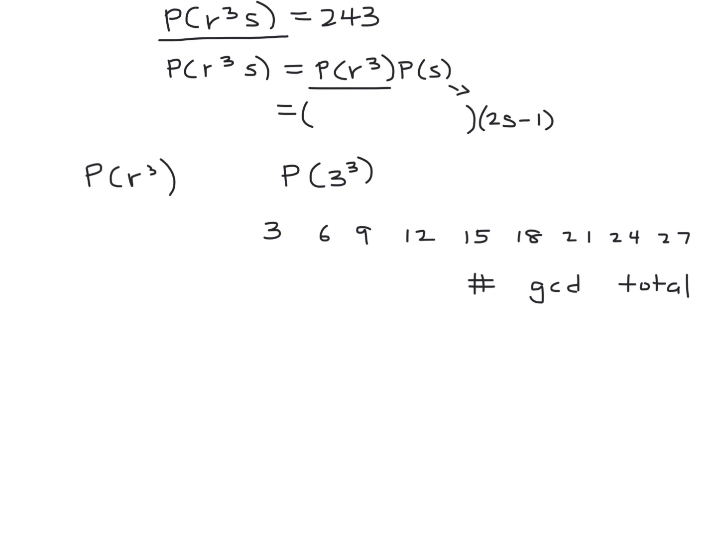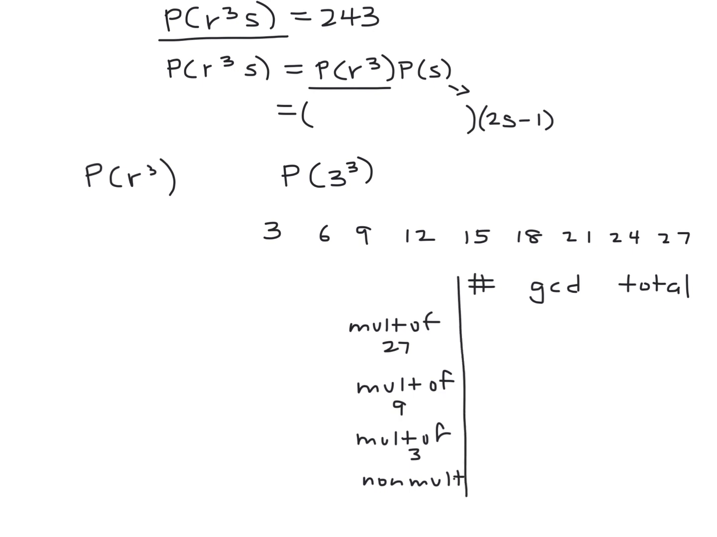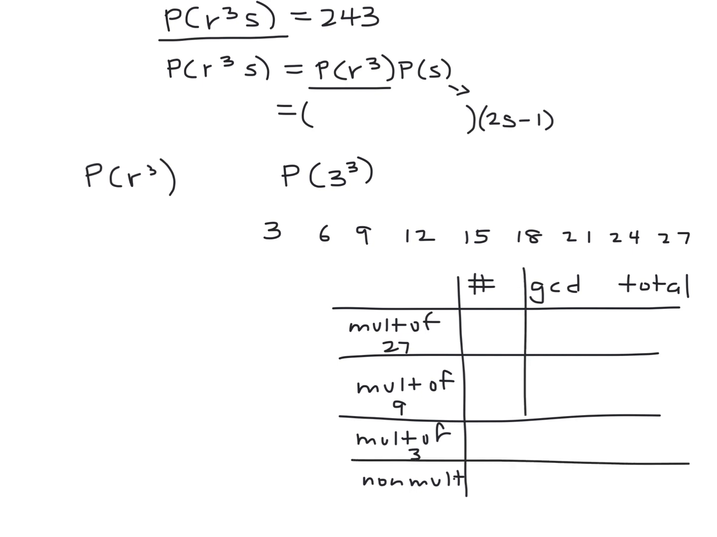And then multiples of 3 to the power of 3, multiples of 3 to the power of 2, which is 9, multiples of 3, and then non-multiples. All right, let's see what we get and let's try to figure this out.